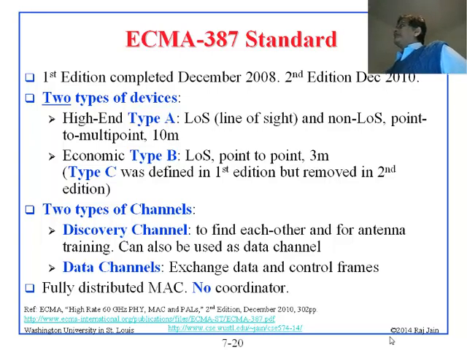Okay, so they have a high end and the low end, or high end and the middle end, or whatever standard. High end devices can do line of sight, non-line of sight, point to multi-point, and they can go up to 10 meters. So these are expensive devices, mostly TVs and DVRs. Economic devices are the standard devices which can do only line of sight, only point to point, and only go 3 meters. All right. So this could be your iPad or anything smaller than a TV.